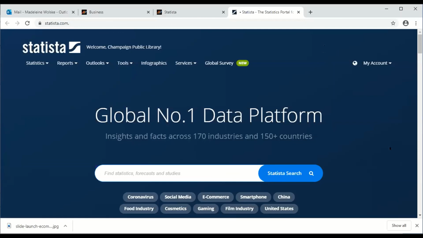So how much do Statista services cost? You don't have to pay anything to use Statista. The library is covering that amount. I'm not exactly sure how much we're paying a month, but I know it's worth it. Yes, definitely. Anything else?